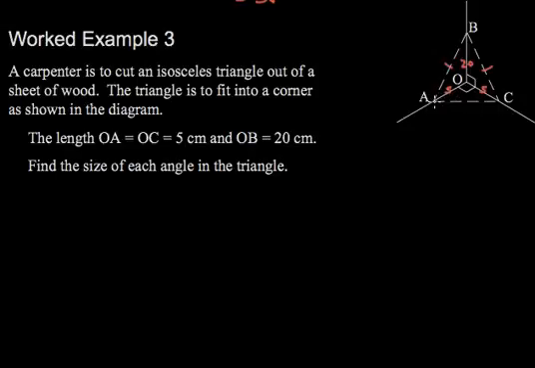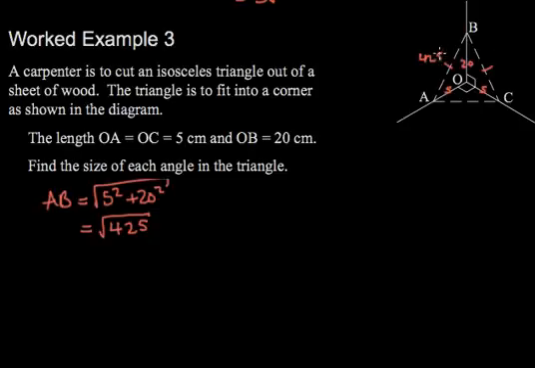Well, looking at the triangle AOB, it's just the hypotenuse of that, and that is 5 squared plus 20 squared, all square rooted. So AB should be 5 squared plus 20 squared, all square rooted. And that is the square root of 425. So we know now that the length AB is root 425, and I'll add that to my diagram, 425. And it's the same on this side.